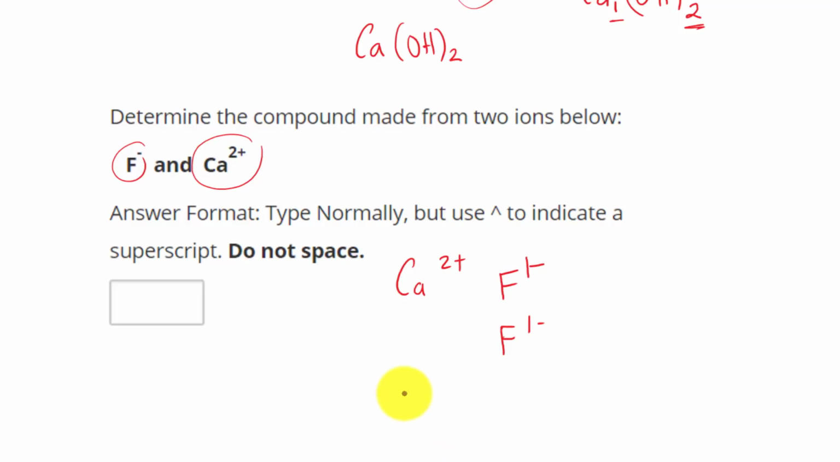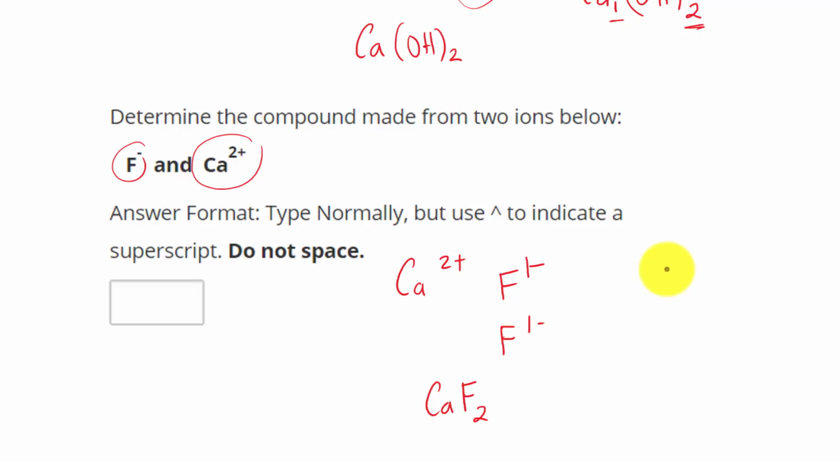Well, so we have 1 calcium. And how many fluoride ions do I have? 1, 2. So we have to use 2. In this case, this doesn't require parentheses because we just have 1 element there. If there are two of them, we have to group them together.